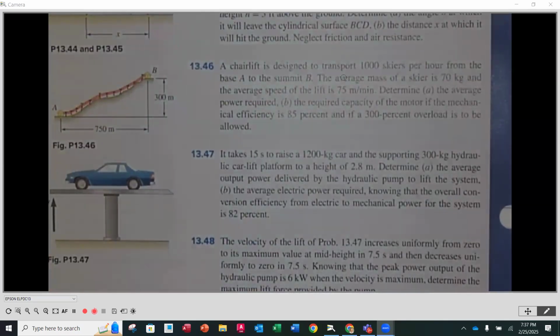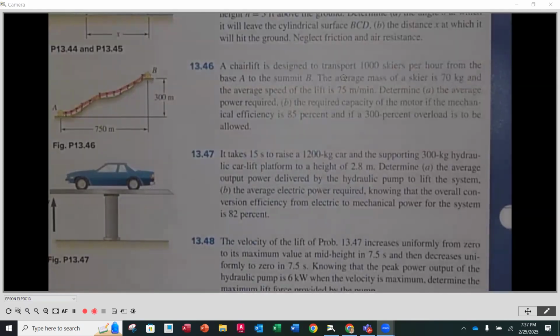per minute. Determine A, the average power required, and B, the required capacity of a motor if the mechanical efficiency is 85% and if the 300% overload is to be allowed.